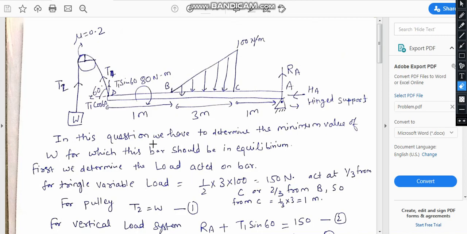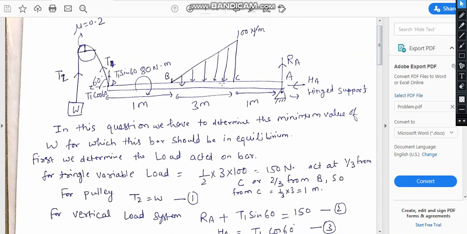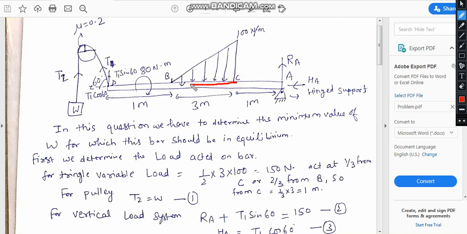Now, coming to the question, first we determine what amount of load is acting on this bar. This triangular load system has a base of 3 meter and highest load of 100 Newton per meter. So the total load is 1/2 × 3 × 100 = 150 Newton. It acts at 1/3 from point C, and from the other end it is 2/3. So from C it is 1 meter, and as we know, T2 should be equal to W. Let's suppose this is equation 1.